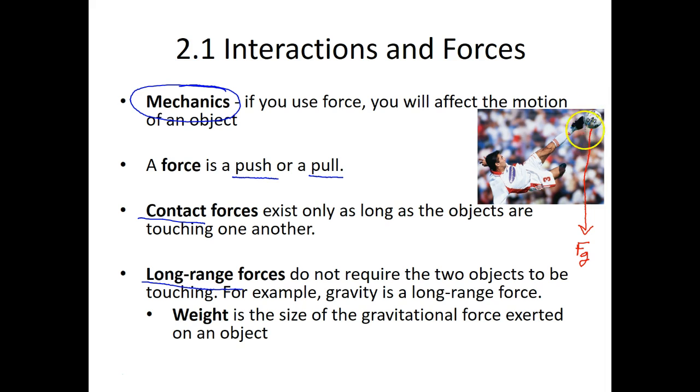There's no contact between the ball and the earth, but there still is a force affecting the ball from the earth. We simply call that force of the earth on any object the gravitational force, and we think about it as weight. We'll talk about the difference between weight and mass as we go through the course.